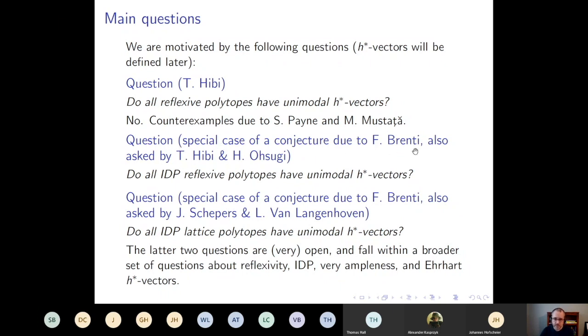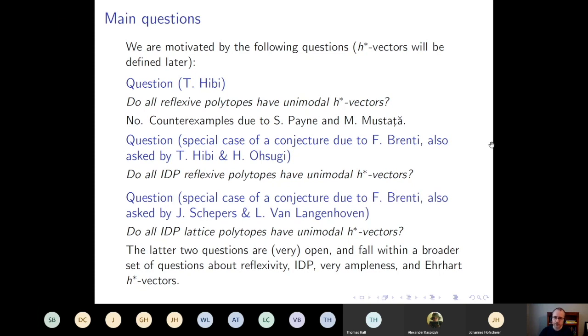They're both special cases of conjectures due to Francesco Brenti that were also asked by others, Hibi and Ohsugi and Schepers and Van Langenhoven. The first is, if you have IDP reflexive polytopes, do those all have unimodal Ehrhart h-star vectors? And Schepers and Van Langenhoven dropped the reflexive and just asked, do all IDP lattice polytopes have unimodal h-star vectors? So these are questions that fall within a broader set of questions about the interaction of reflexivity, IDP, variampleness, Ehrhart h-star vectors, and other topics.